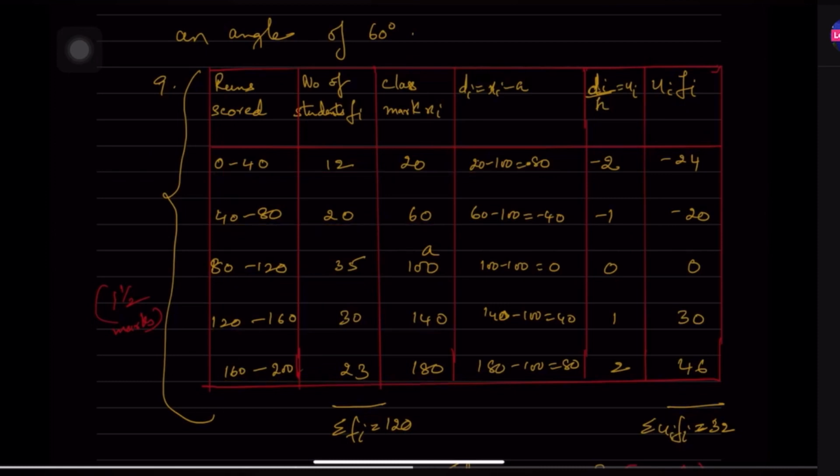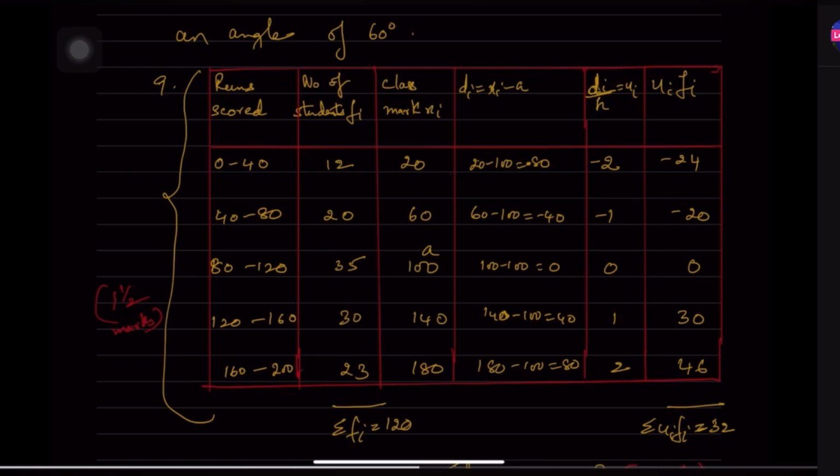So how do we do this problem? First two columns are given to us from the problem itself. Class mark is Xi. How do we find out the class mark? 0 plus 40 divided by 2, that is 20. 40 plus 80 divided by 2 is 60. 80 plus 120 divided by 2 is 100. 120 plus 160 divided by 2 is 140. 160 plus 200 divided by 2 is 180. So this is the way you get class mark.